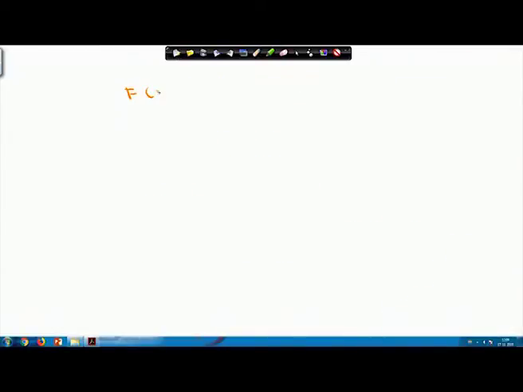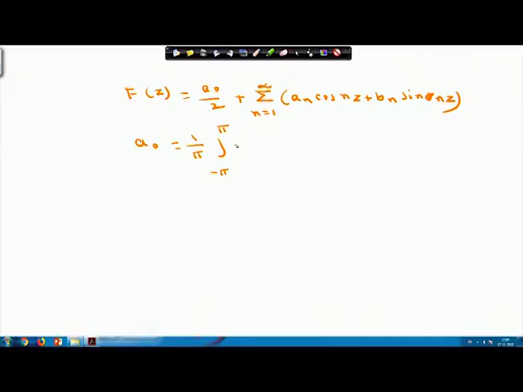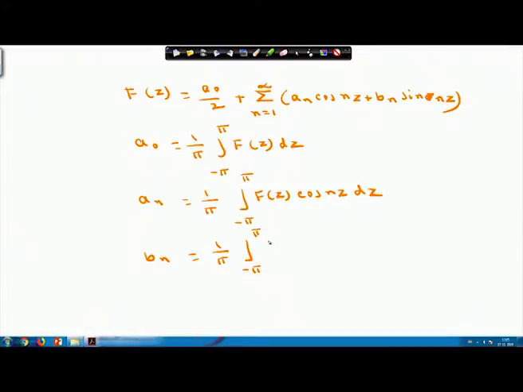So, I can write down capital F(z) equals a0 by 2 plus summation n equals 1 to infinity a_n cos nz plus b_n sin nz, where you know a0 equals 1 by pi integral from minus pi to pi of F(z) dz, a_n equals 1 by pi integral from minus pi to pi of F(z) cos nz dz, because I have to write down cos of nz, and b_n equals 1 by pi integral from minus pi to pi of F(z) sin nz dz.